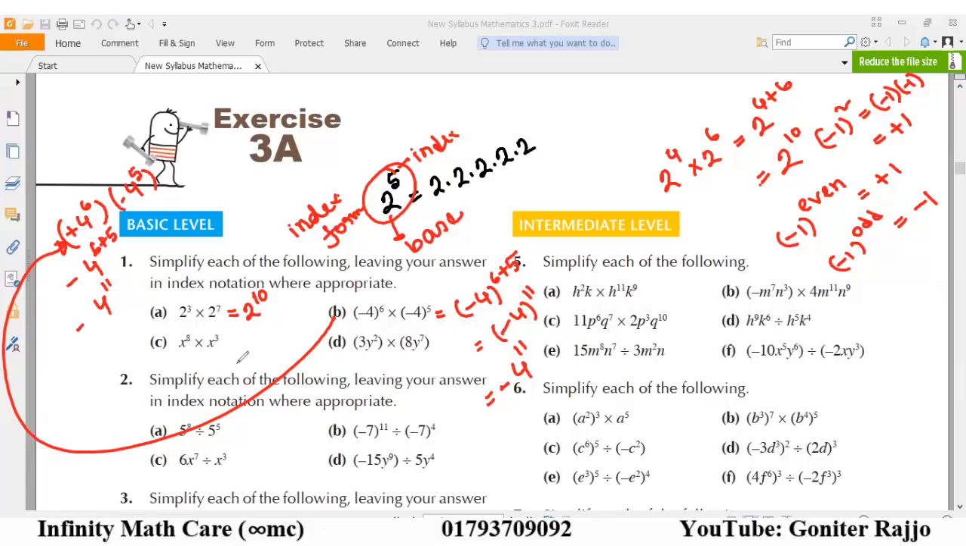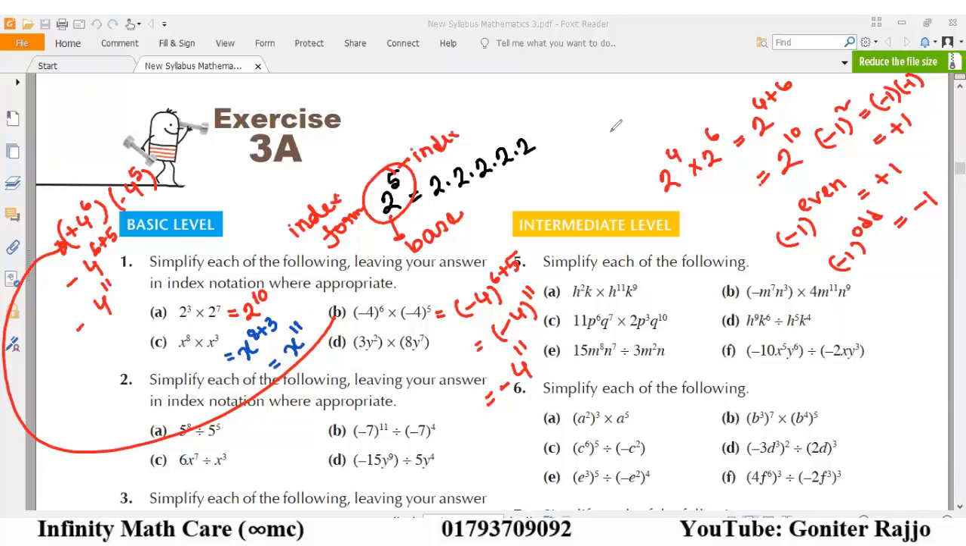Now, next one. Number C, x to the power 8 multiplied by x cube. You know that here both bases are the same, so just add the powers. X to the power 8 plus 3. Then what will be the final answer? The final answer should be x to the power 8 plus 3. That means 8 plus 3 should be 11. Answer should be x to the power 11.